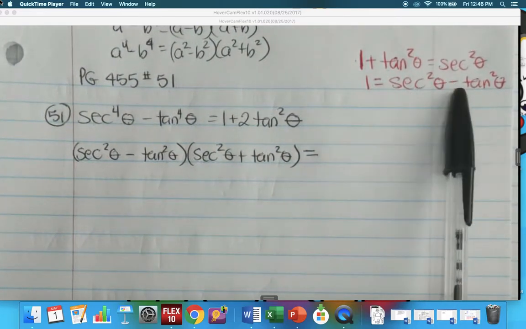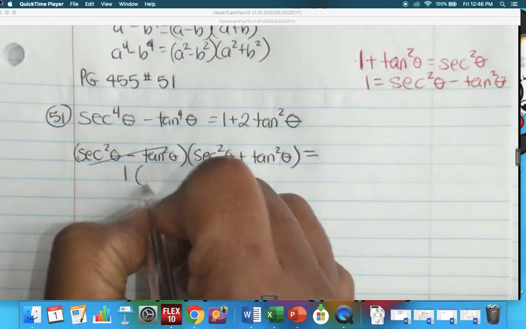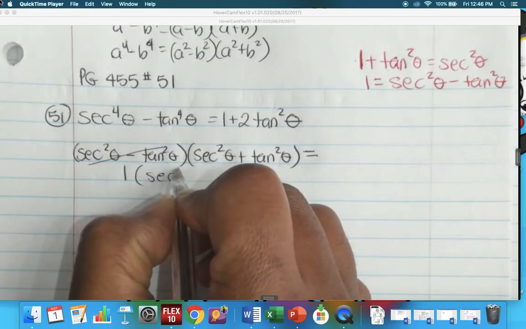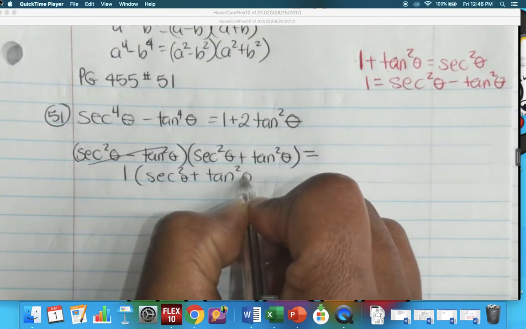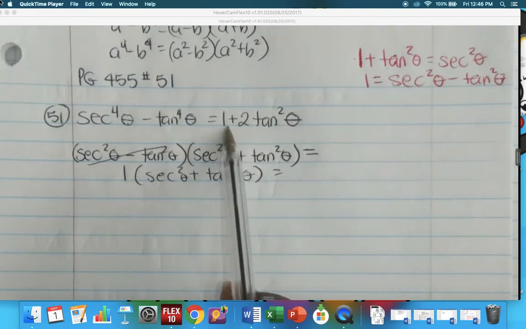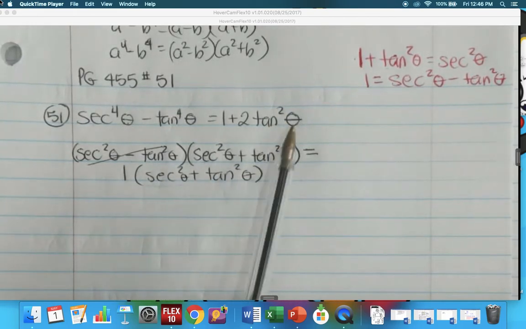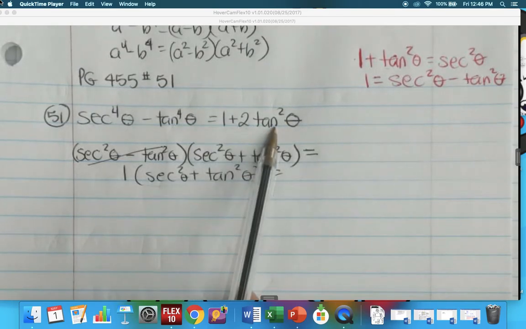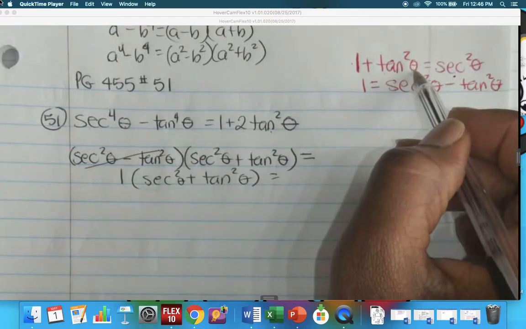And I did say that we can use any variation of the identity, and we already have one right here. We know that secant squared minus tan squared is 1, so I'm going to rewrite this as just 1 times secant squared theta plus tan squared theta. Now I still don't have what I want because I'm supposed to get 1 plus 2 tan squared, and this secant I'm going to have to take out because what I eventually want is just tangent. So there's another form of this same identity that I can use again.